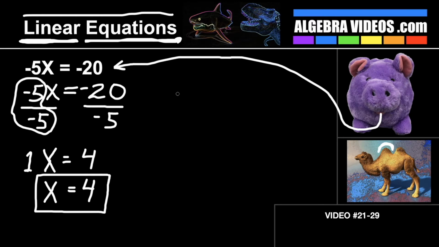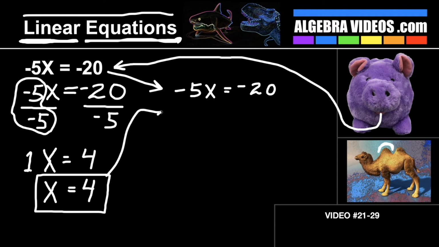So let's make sure we didn't make any errors. I'm going to rewrite the original equation right here and plug in the x solution that we came up with. So here I am rewriting the original equation. Negative 5 times x, negative 5x, is equal to negative 20. And then I'm going to take our solution of x equals 4 and plug it into this equation and see if it holds true.